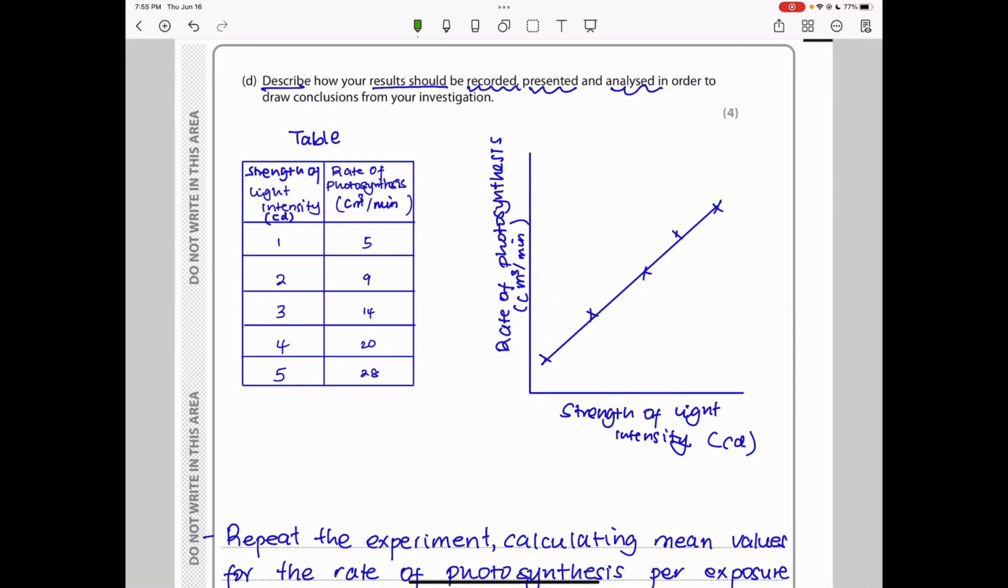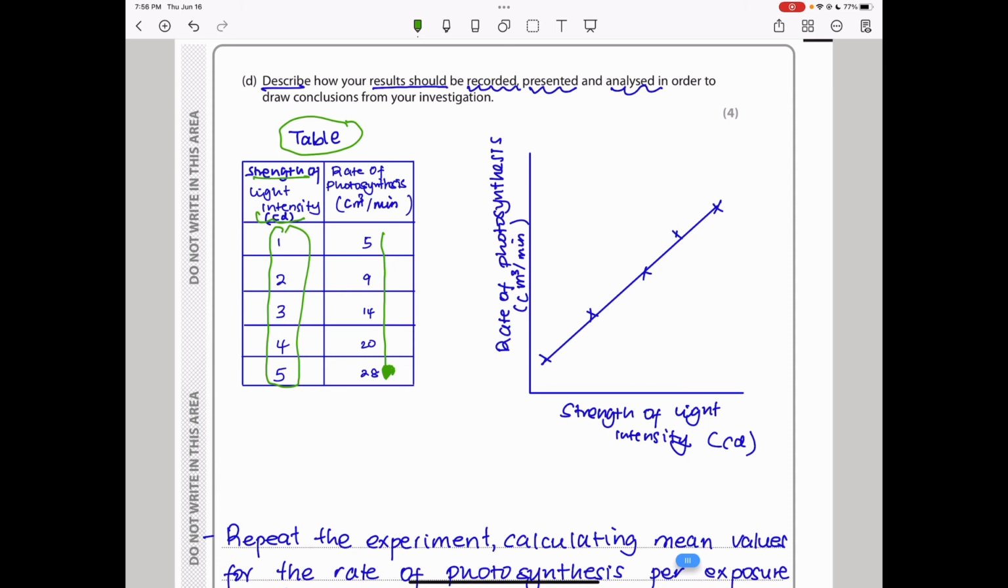The next part says describe how your results should be recorded, presented, analyzed in order to draw conclusions from your investigation. Of course, you have to tabulate your results. The table should have labels as well as units. And then I just use as an example, if we are varying light intensity like this, I expect the rate of photosynthesis to increase, provided there is no other factor that is limiting photosynthesis. So then I will get the mean value. So basically you have to use the raw data and calculate the mean.